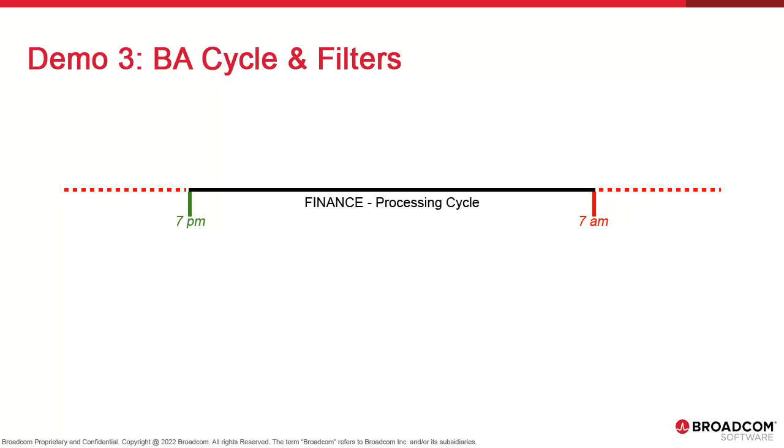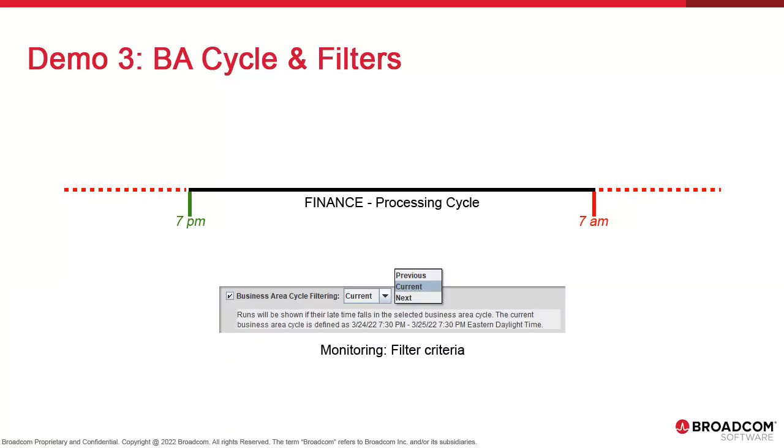Once a business area has a defined cycle, we'll be able to fine-tune the overrun data we want to see, say for the current processing period, the previous, say yesterday, or the next. In monitoring, that means the data will be filtered on overruns from yesterday, today, or forecasted to occur tomorrow.